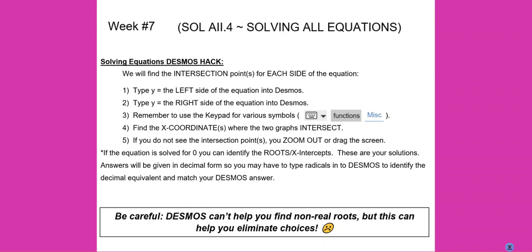Topic number 7, solving equations. So we're going to use this for basically every equation that we can. Our Desmos hack for this one: we will find the intersection point for each side of the equation.